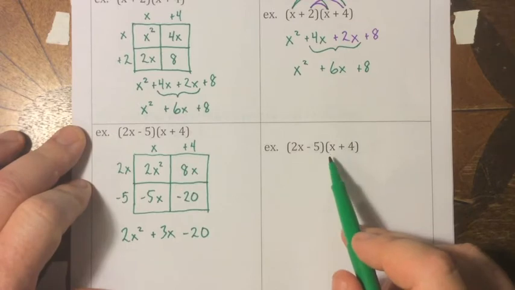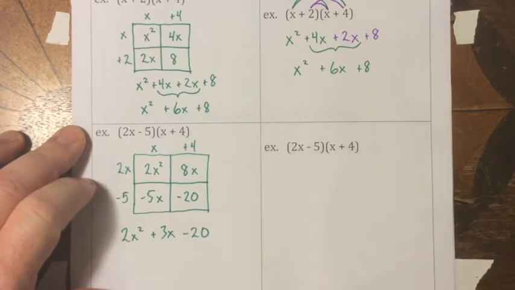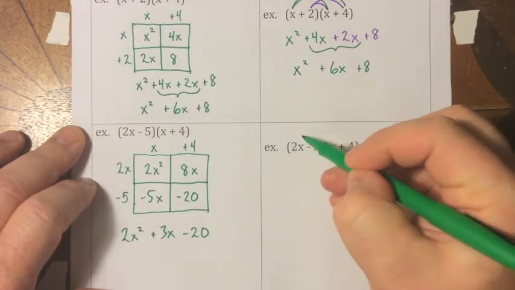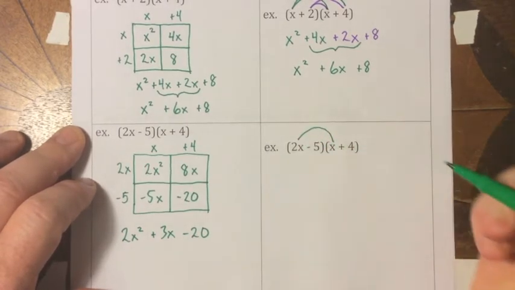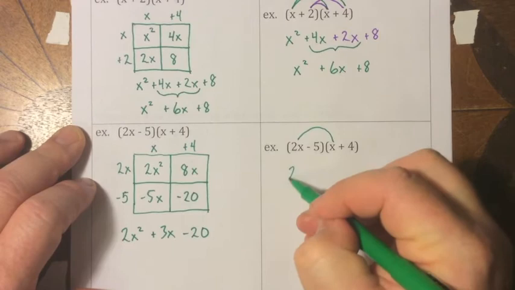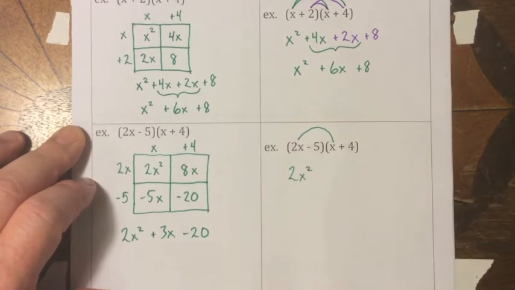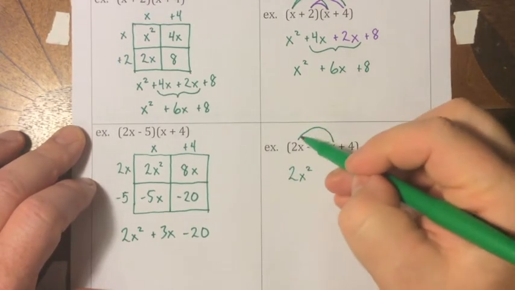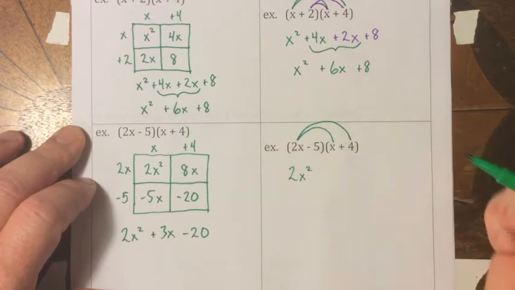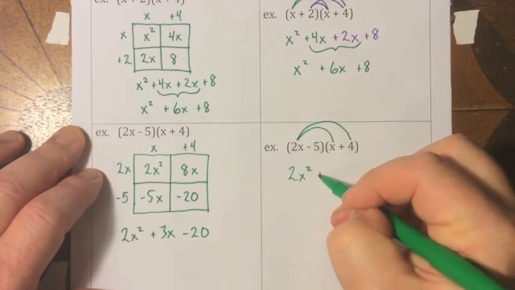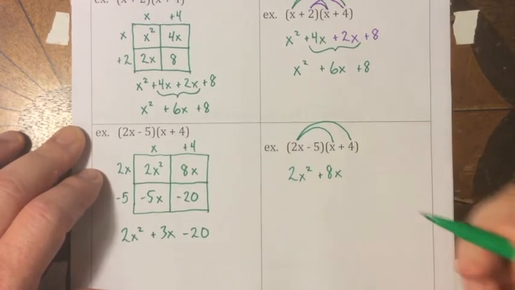I'm going to go ahead and move over here and do this problem once again. This time we're going to be using the distributive property. So I'm going to begin by distributing the 2x to the x. 2x times x gives me 2x squared. Next, I'm going to multiply the 2x times the 4. 2x times 4 gives me a positive 8x.